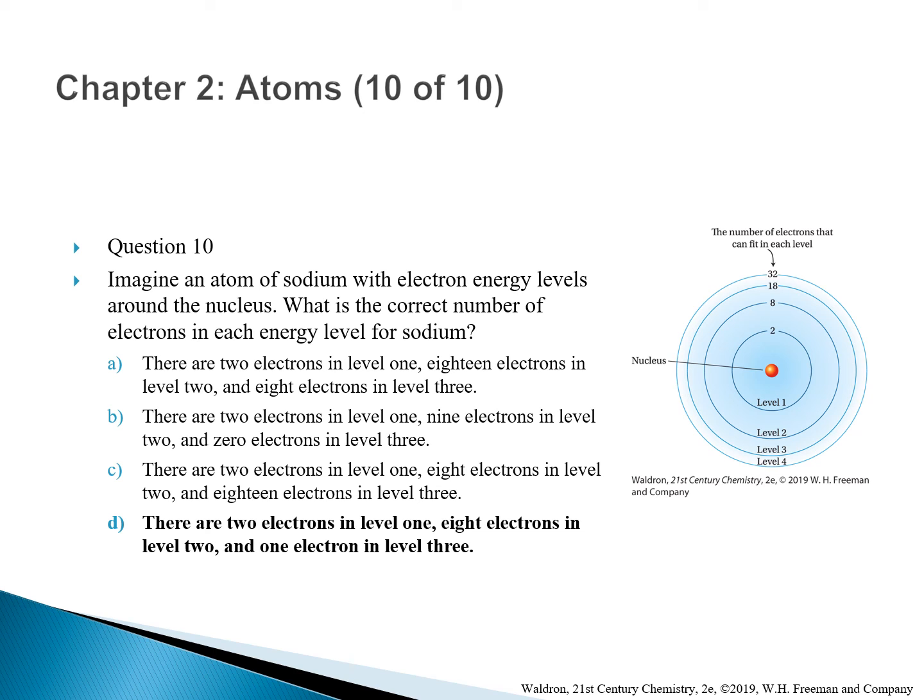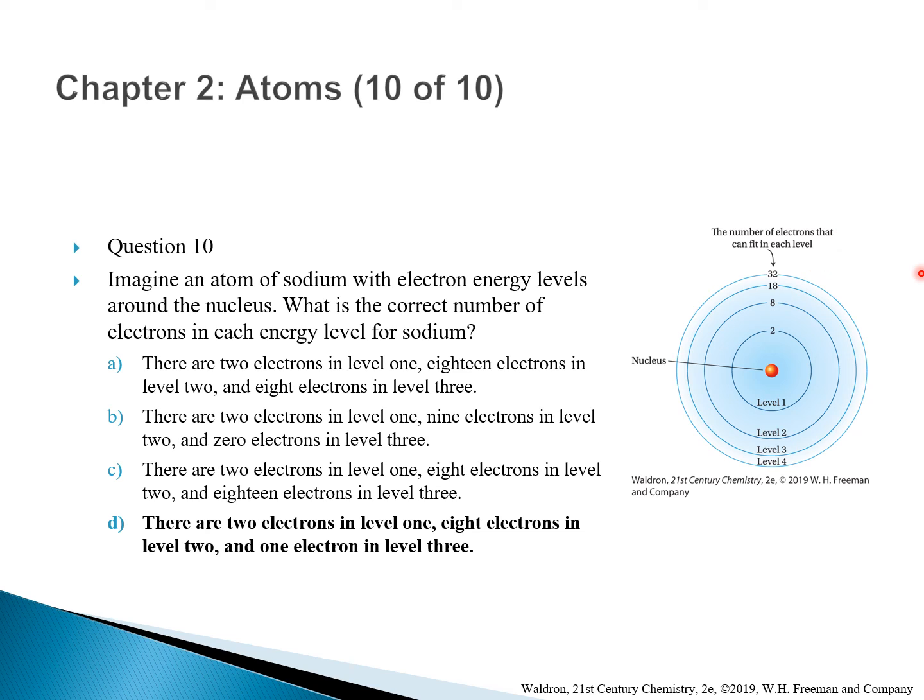The correct answer is choice D. There are 2 electrons in level 1, 8 electrons in level 2, and 1 electron in level 3. Hopefully the diagram on the right hand side gave you some good clues. As you can see in here, level 1 could only hold up to 8 electrons maximum. At level 2, it could only hold up to 8 electrons maximum. At level number 3 and level number 4, it could hold 18 and 32 respectively.